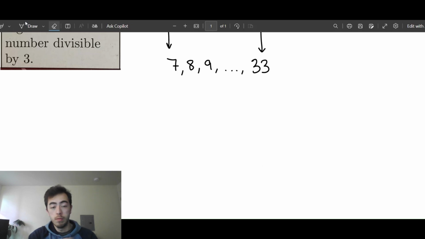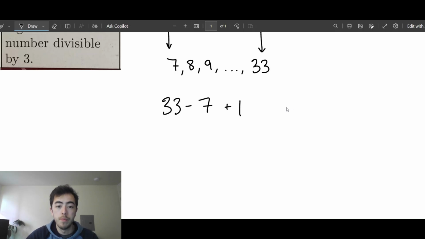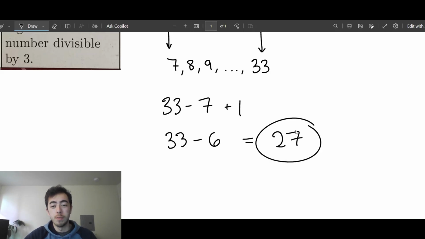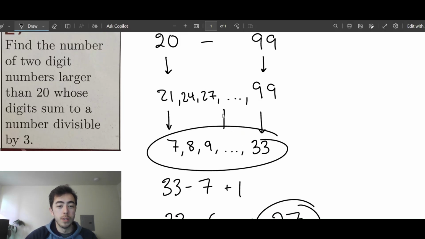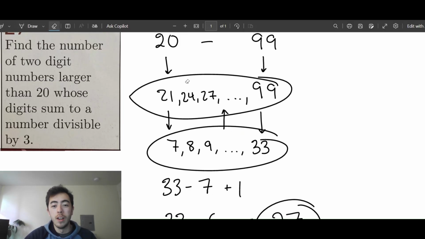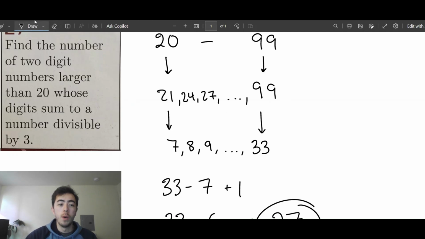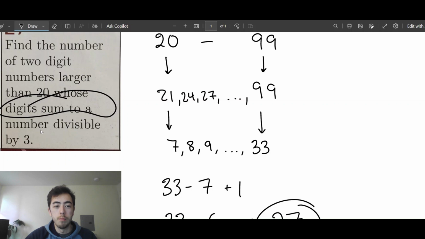So to count the amount of numbers between 7 and 33, I'll just do 33 minus 7, add the 1. The way that I did it in my head right now is I thought of it as 33 minus 6. For some reason, that was easiest for me. And this I can tell is 27. So there's 27 numbers in this list, which means there are 27 numbers in that list. And all 27 of those numbers will have digits that sum to a multiple of 3.